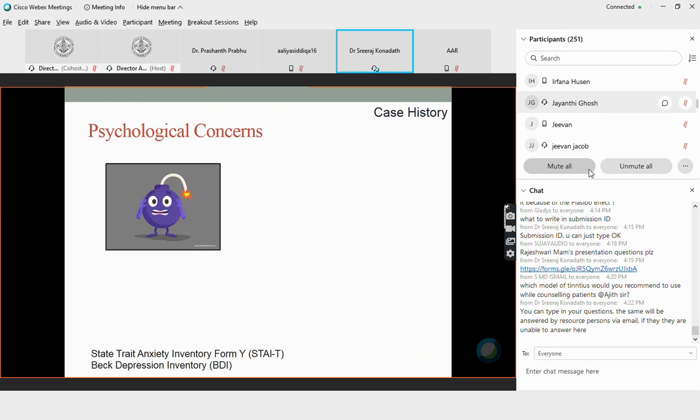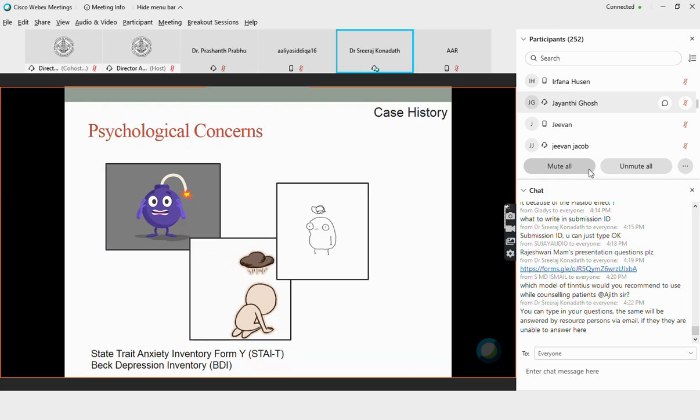The next component should be a case history that needs to be taken with respect to psychological concerns. You have to ask about anxiety, you have to ask about depression, you have to ask about frustrations.